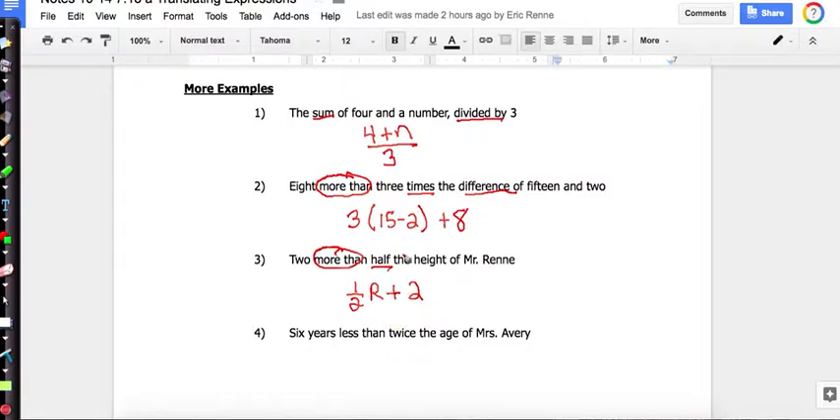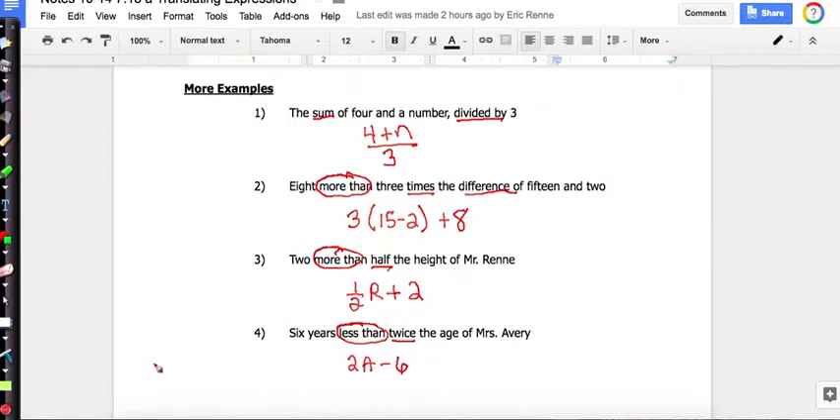Okay, 6 years less than twice the age of Mrs. Avery. So less than is a switch around word, and we're going to underline twice. So this would be 6 minus 2, let's say 2a for Mrs. Avery. But because this is a switch around, we're not going to write 6 minus 2a, we're going to write 2a minus 6.